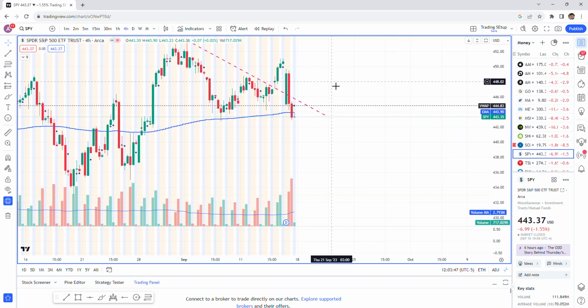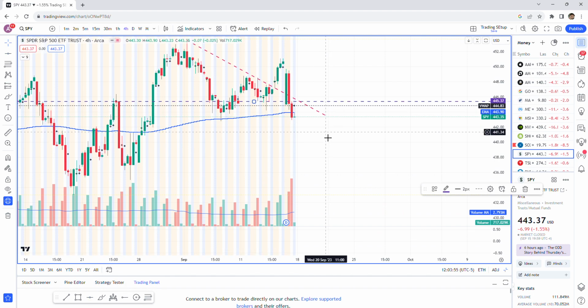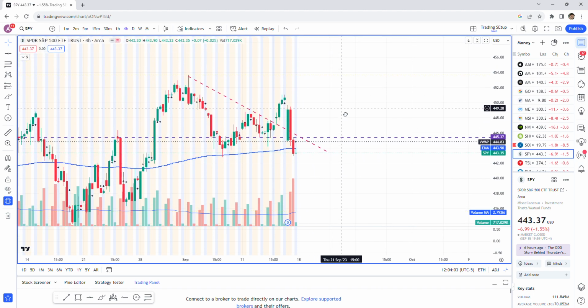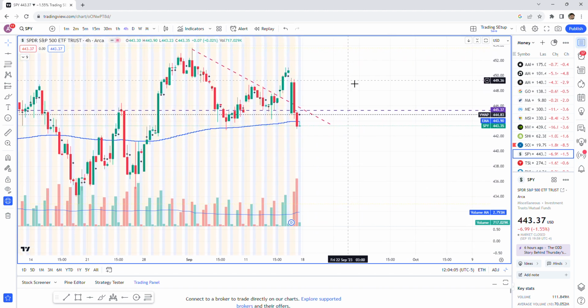So if we come back up anywhere near this 445 level, let me go ahead and mark that. Anywhere near this 445.4 level, definitely be taking a close eye at that. But yeah, y'all, that's support and resistance, and that's how you draw trend lines as well.